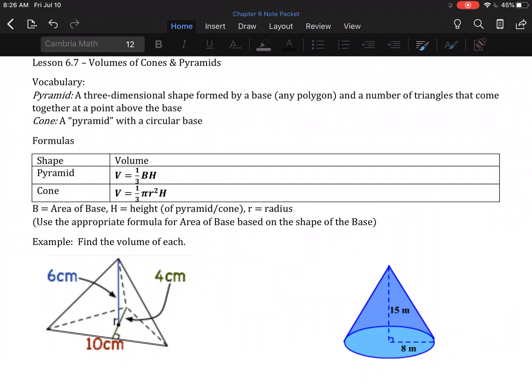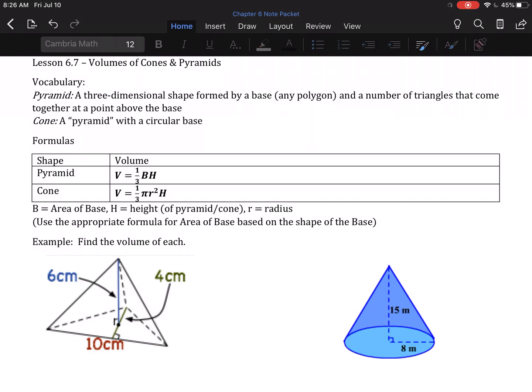Next shapes we'll look at for volume are cones and pyramids. A pyramid is a three-dimensional shape that is formed with a base, which can be any polygon. For us, they will be triangles, rectangles, and squares, and a number of triangles that come together at a point above the base. A cone is the same kind of thing. It's like a pyramid, it just has a circular base.